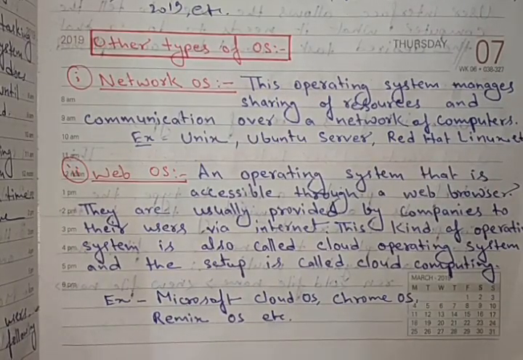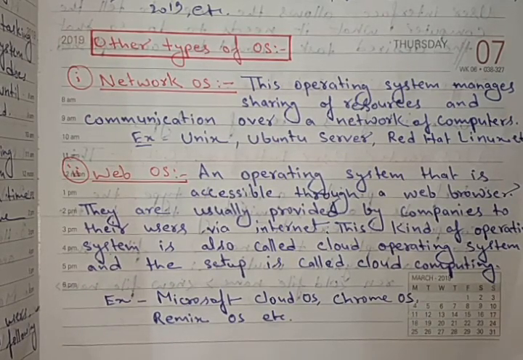Next one is the Web OS. An operating system that is accessible through the web browser is known as Web OS. They are usually provided by companies to their users via the internet. This kind of operating system is also called cloud operating system, and the setup is called cloud computing. Users connect with the computer running Web OS through a browser on their respective computer and make use of services provided by the company. Web OS does not load in the user's computer memory, and it does not manage the functionality of the user's computer. The user's computer runs its own operating system. Examples of Web OS are Microsoft Cloud OS, Chrome OS, Remix OS, etc.